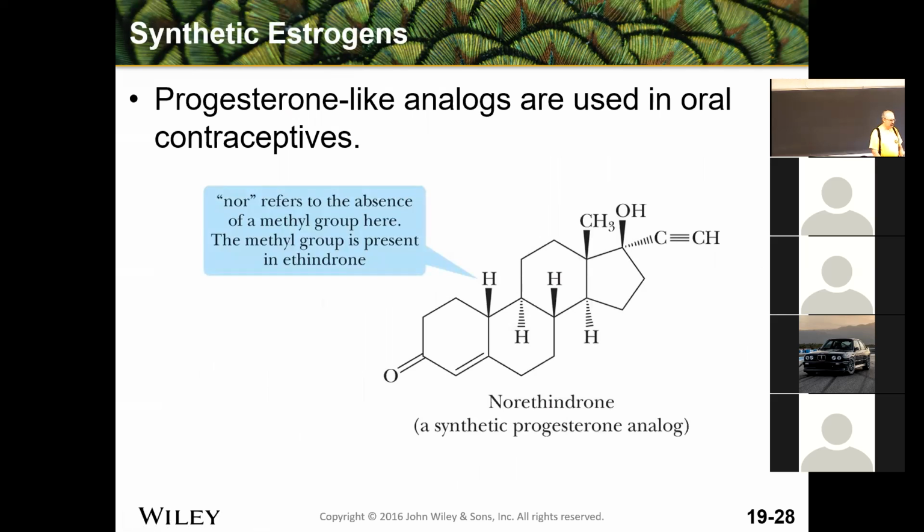Progesterone-like analogs are used in oral contraceptives. This is ethinyl progesterone. Okay, it has this triple bond here, and it also has a hydrogen in place of the methyl group.